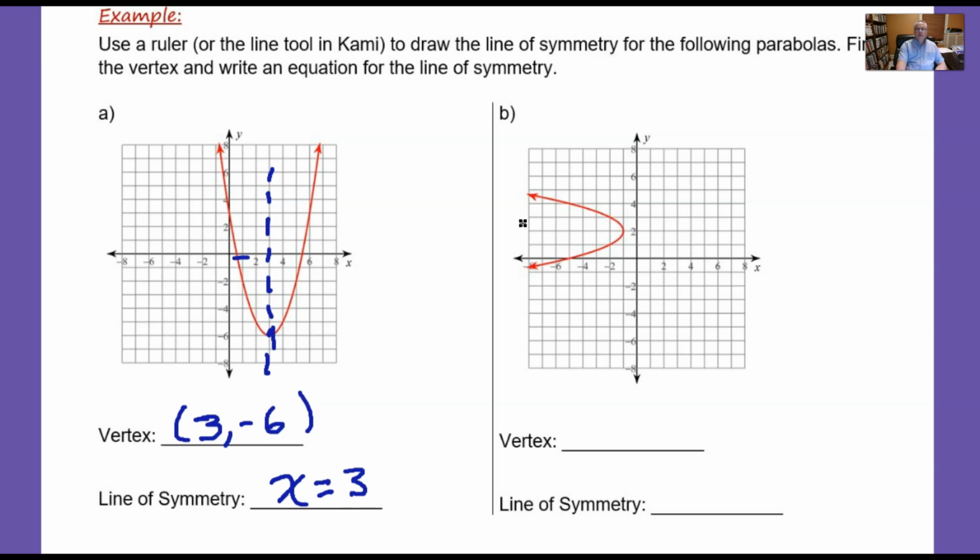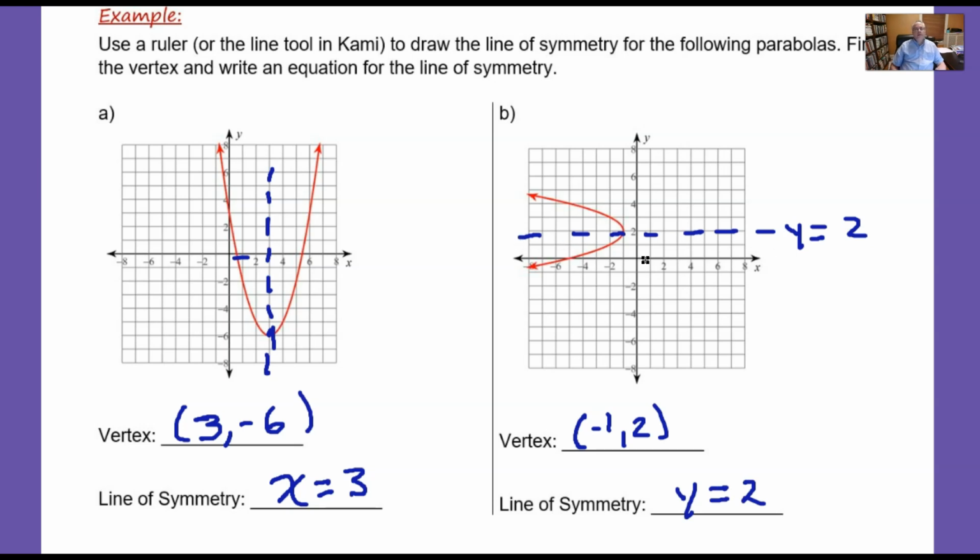All right, this one has a horizontal axis of symmetry. All right, the vertex is at -1, 2. The line of symmetry goes through it, but it's just horizontal. Every point on this line has a y-coordinate equal to 2. So horizontal lines have equations like this, y equals 2, every point with a y-coordinate 2.